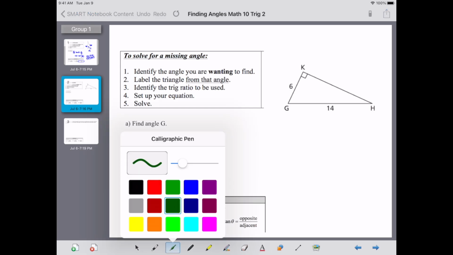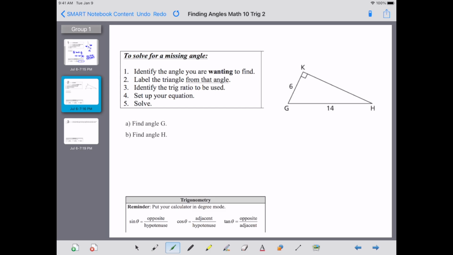Let's use a different color here. So here it says find angle G. So here we label our angle G. And now we don't have the opposite, we have the adjacent side and we have the hypotenuse. So what ratio is adjacent and hypotenuse? Because again, we have to use the ratio of the two side lengths that we're given in order to find the angle. So adjacent and hypotenuse is cosine.